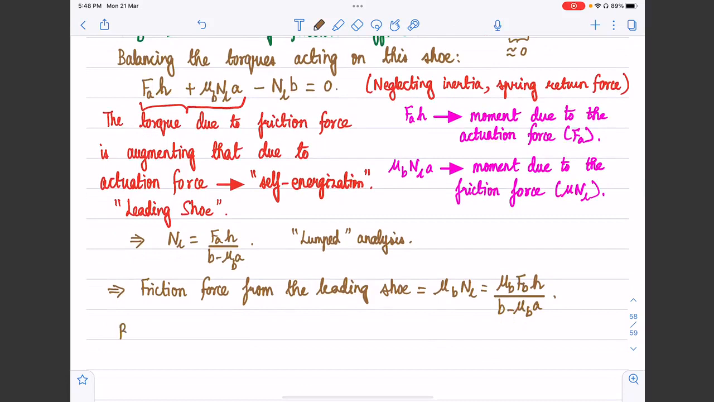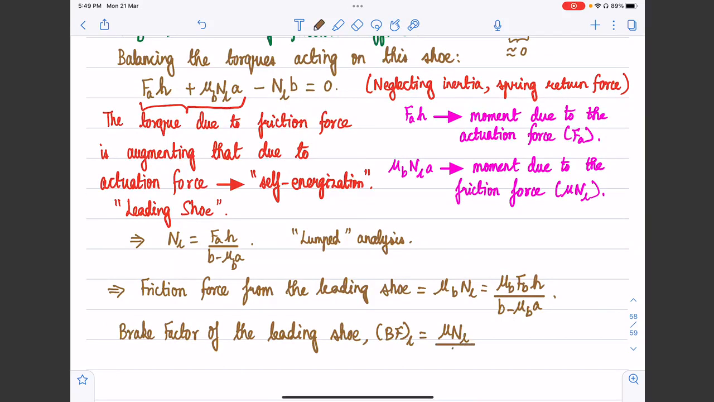An important parameter associated with drum brakes is the so-called brake factor. The brake factor of the leading shoe, let's denote it by BF subscript L. That's going to be sort of like output by input. The output from the shoe is mu NL. The input to the shoe is FA, the actuation force.